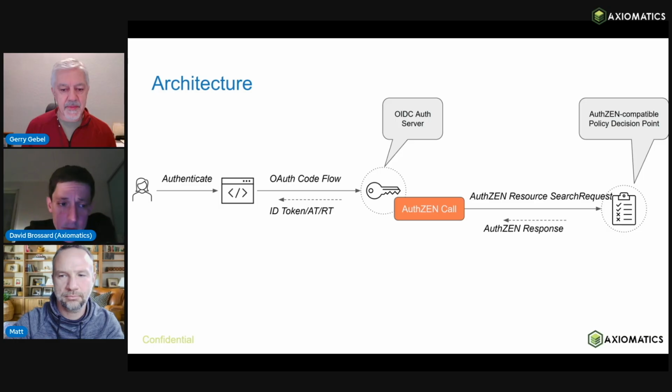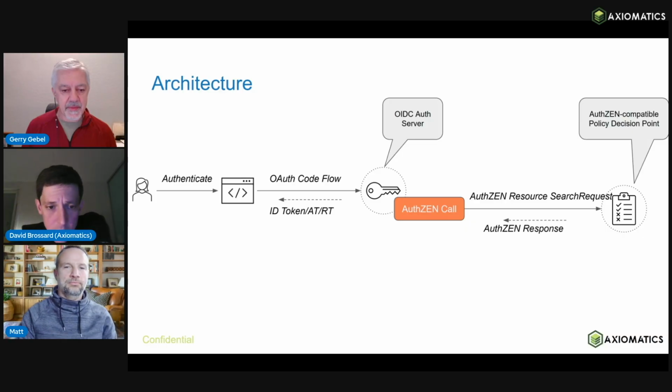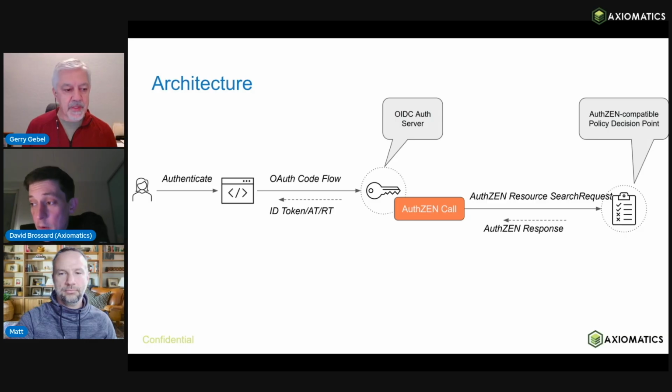So the flow here is you have a user, Alice, on the left. She's authenticating in the app, redirected to the auth server, Okta or Auth0, whatever it may be. And then as part of authenticating the user, the auth server is going to reach out to the PDP using the AuthZEN resource search request. Actually, that's a mistake here, it is resource search. I'm sorry. Yes. So we're going to ask, tell me which records Alice can delete.